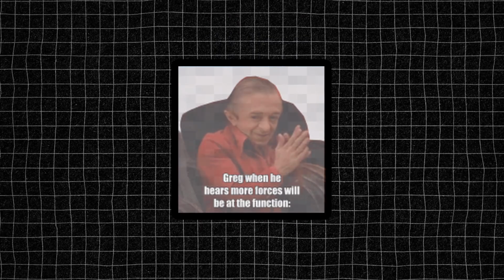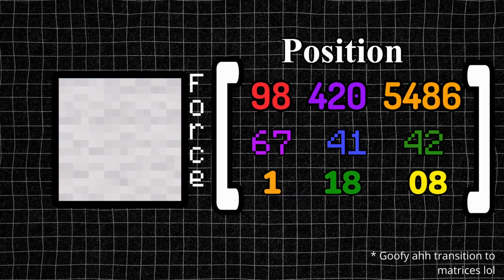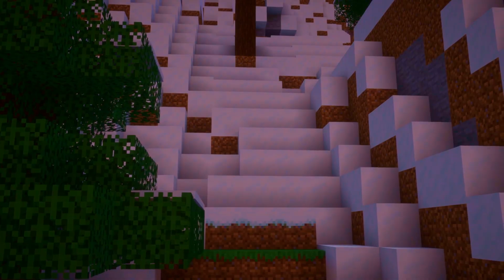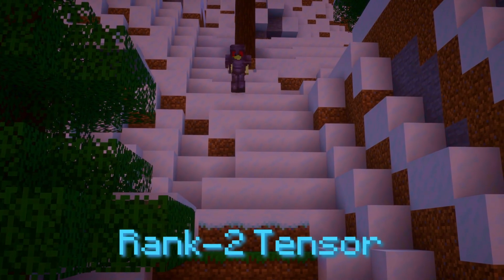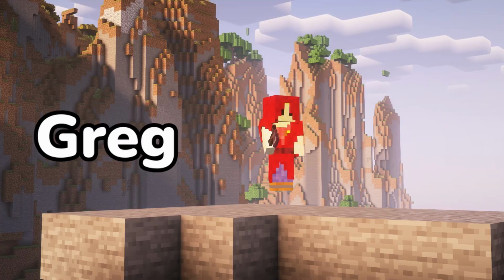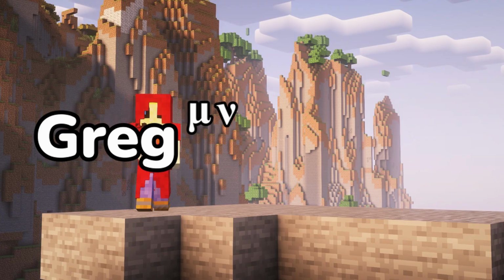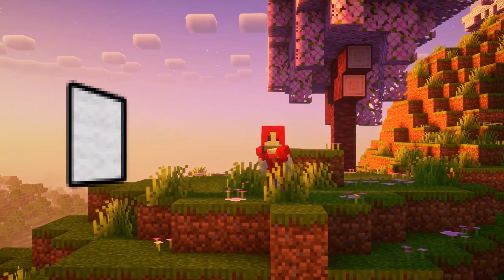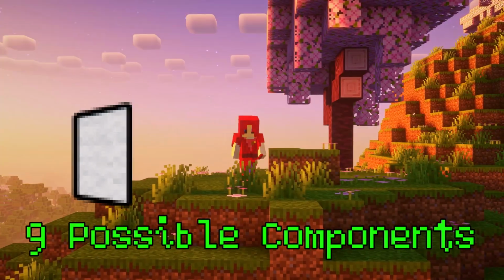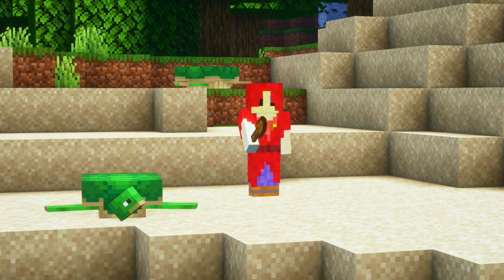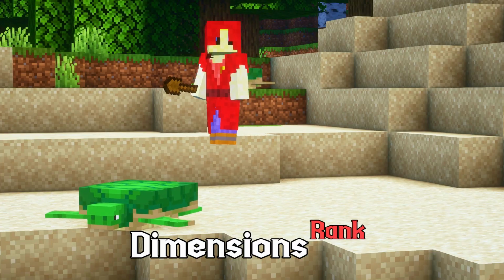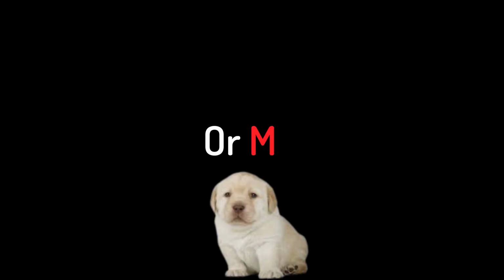But this doesn't satisfy Greg's want for more forces. Each of his original points have another point attached to it, being independent to the other point beforehand. Greg has now become a rank 2 tensor, or more simply, a matrix. Greg has grown an extra symbol on the side of his head, which is new. Since Greg is in a 3D world, he now has 9 possible components in his body. To calculate the amount of components he has, it is dimension to the power of the rank, or d to the r, or m to the m if you're picky.